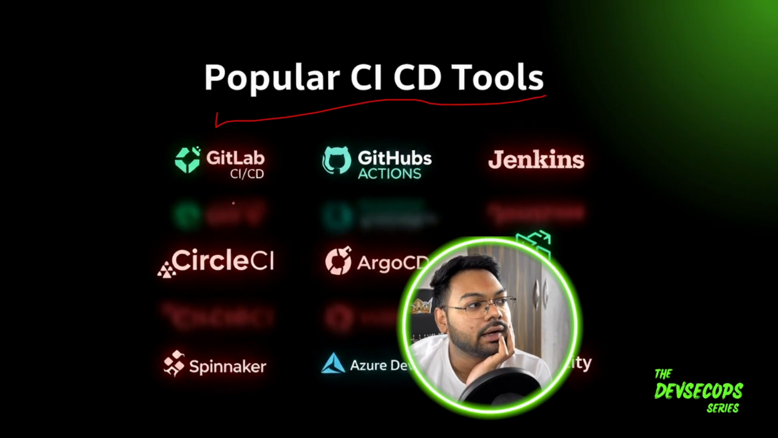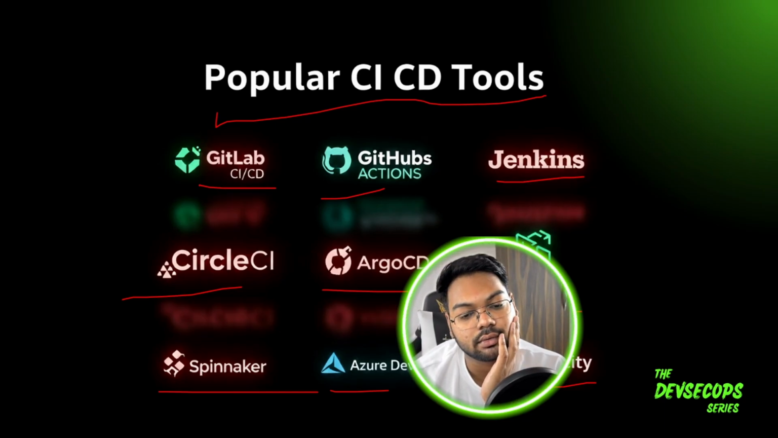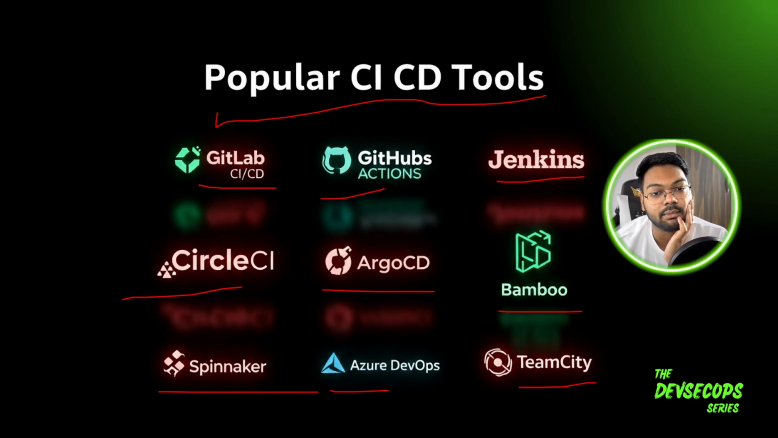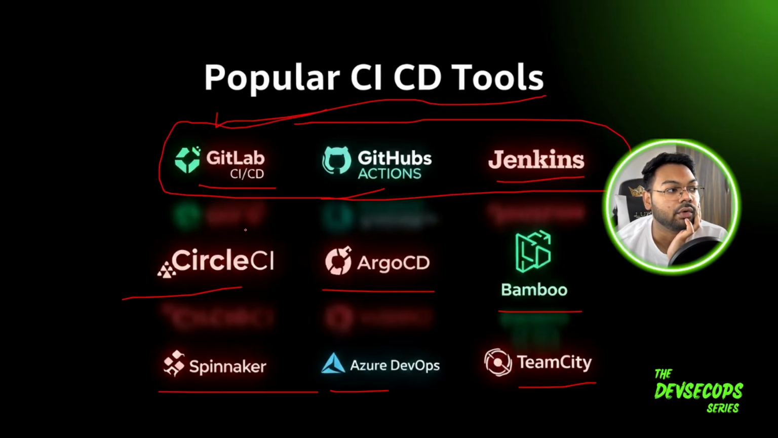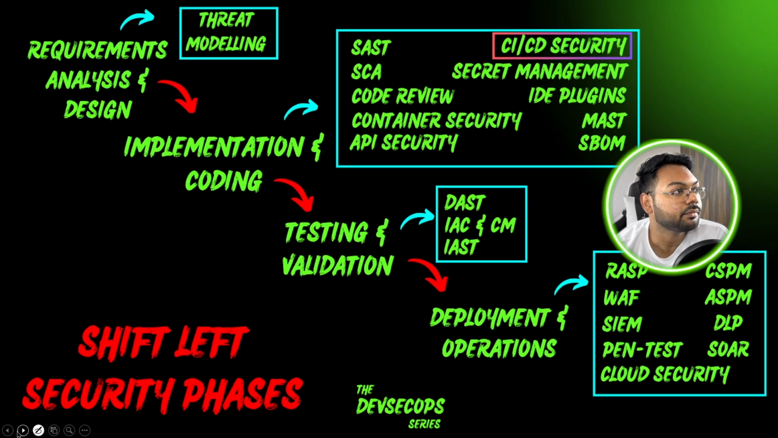Popular CI/CD tools are GitLab CI/CD, GitHub Actions, Jenkins, Bamboo, TeamCity, Azure DevOps, Spinnaker, CircleCI, Argo CD, and similar tools. Sorry for my face over here. These are the different tools you can see in the market which are popularly used for CI/CD purposes. How to secure all of them is up to you. You need to decide. Your security team would be deciding what things are to be secured in what phases.